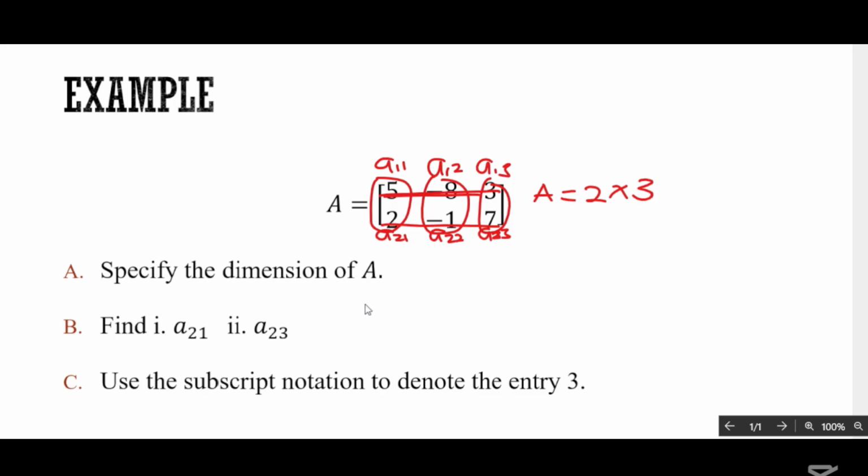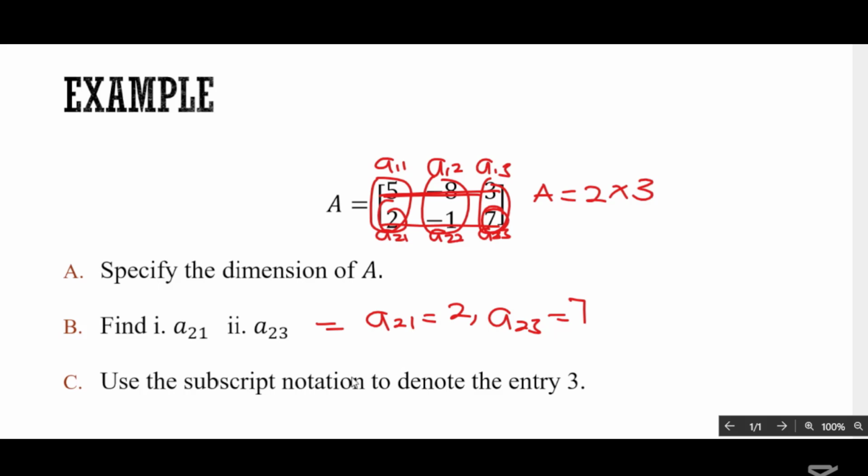Now the second question says we should find A21. So what is the element in the position of A21? A21 is 2. Now what about A23? Can you get me the answer? Let's look at the matrix again. A23 is 7. Great.